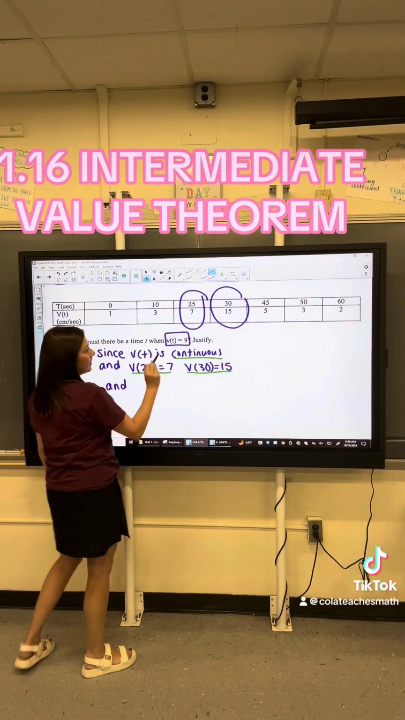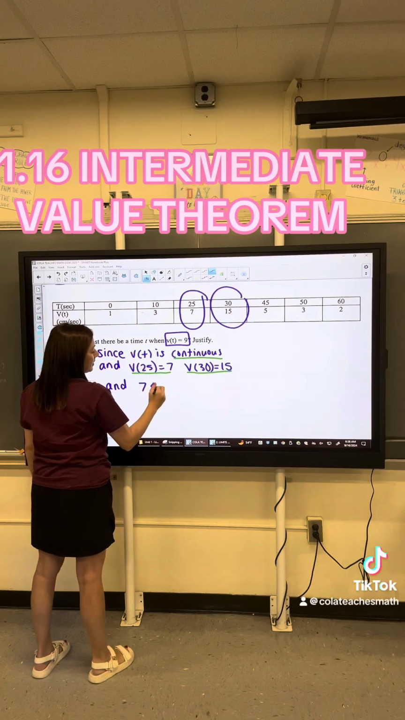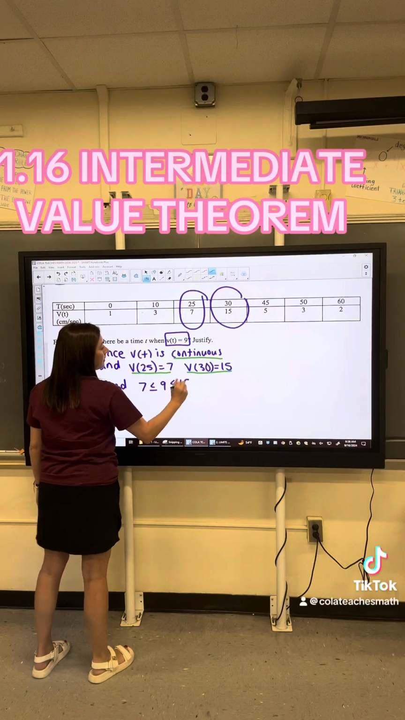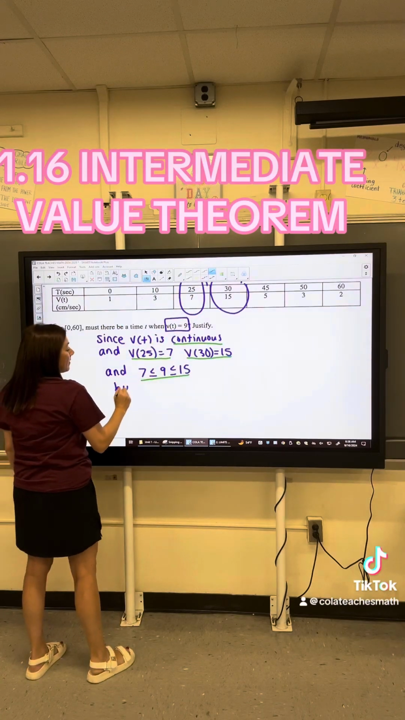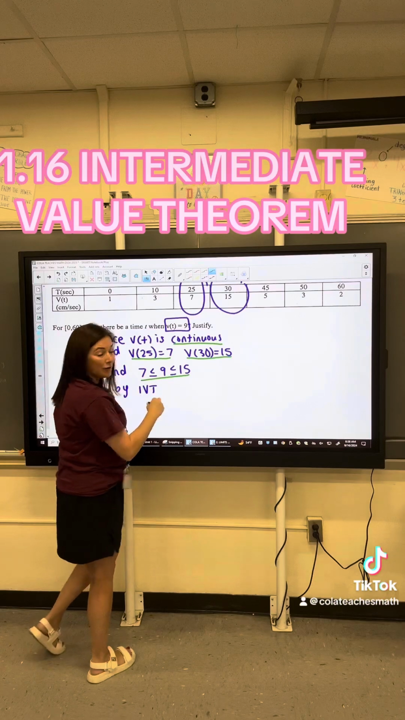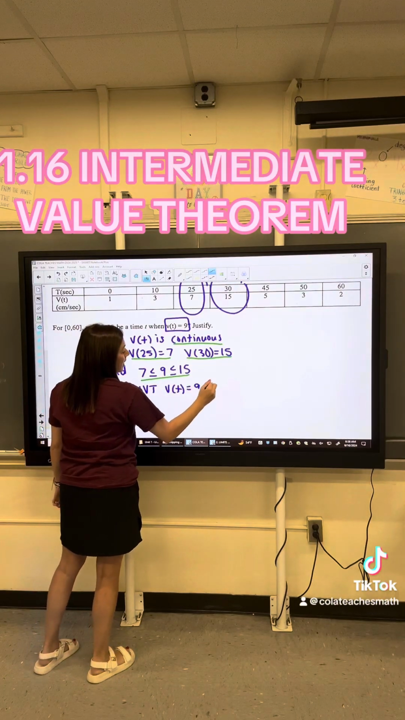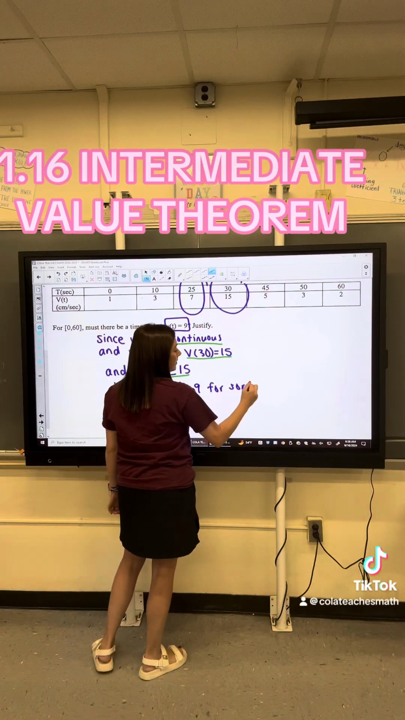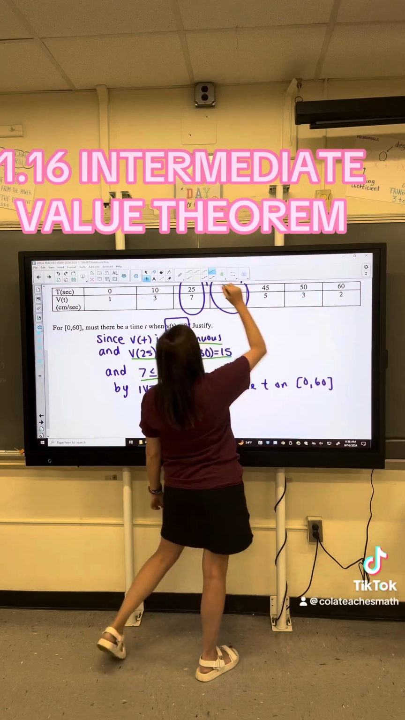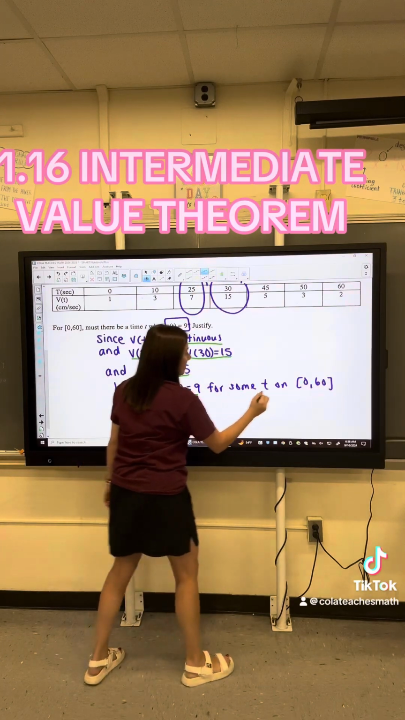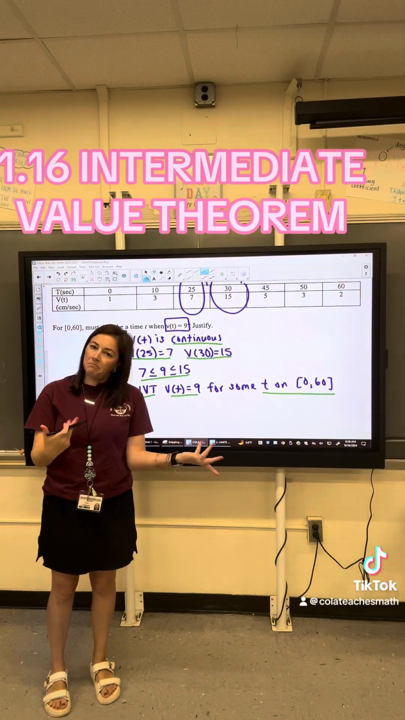Then I like to list that the y value 9 is in between 7 and 15. So I'm going to make an inequality. 7 is less than or equal to 9 is less than or equal to 15. By the IVT, now here's where we name the theorem, and then we restate the question. V of t equals 9 for some t on the interval 0 to 60. That's it. So it's annoying to write it out, but the IVT is pretty straightforward.